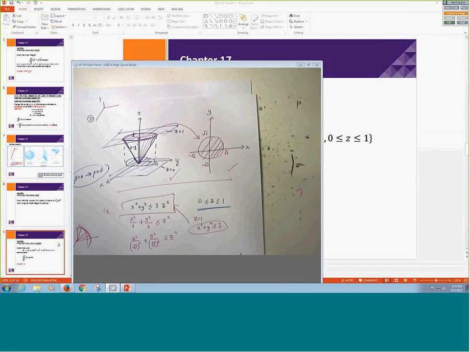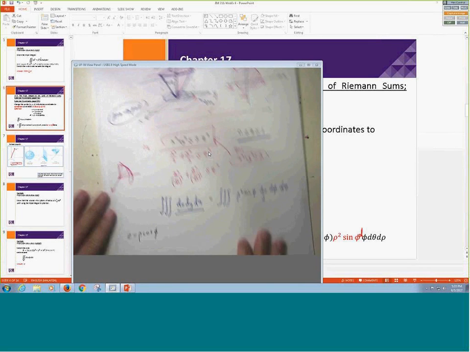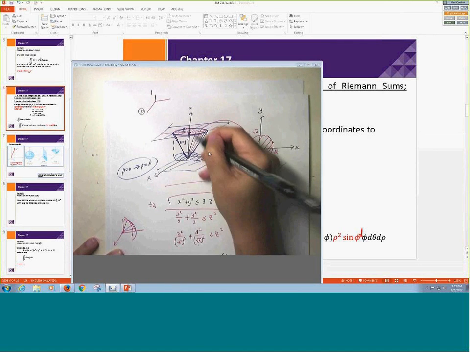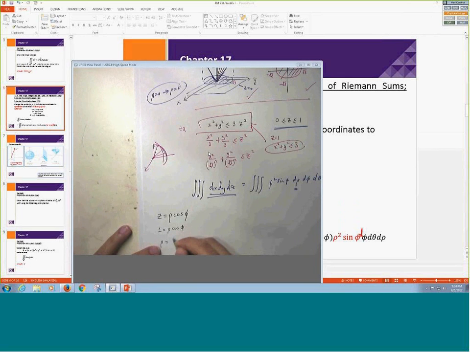So refer to the cylindrical coordinates here. z equals rho cos phi. In our case, z is equal to 1 at this level. So we need to find the distance to z equals 1. When z equals 1, I found that the distance rho depends on the angle phi. Rho equals 1 over cos phi.